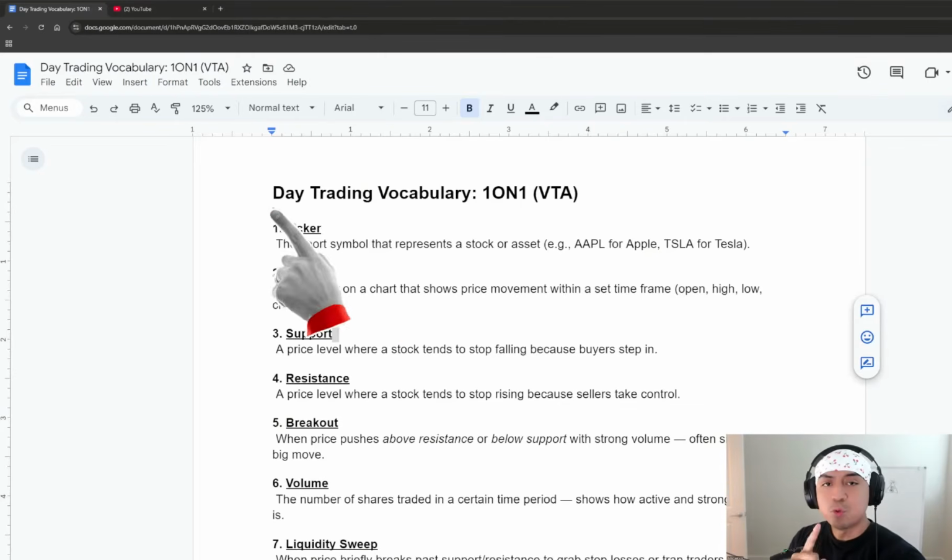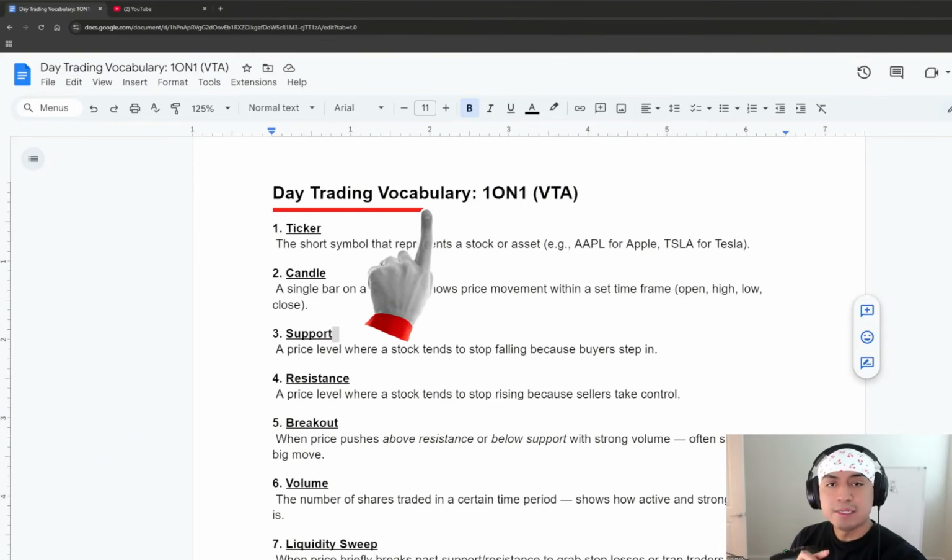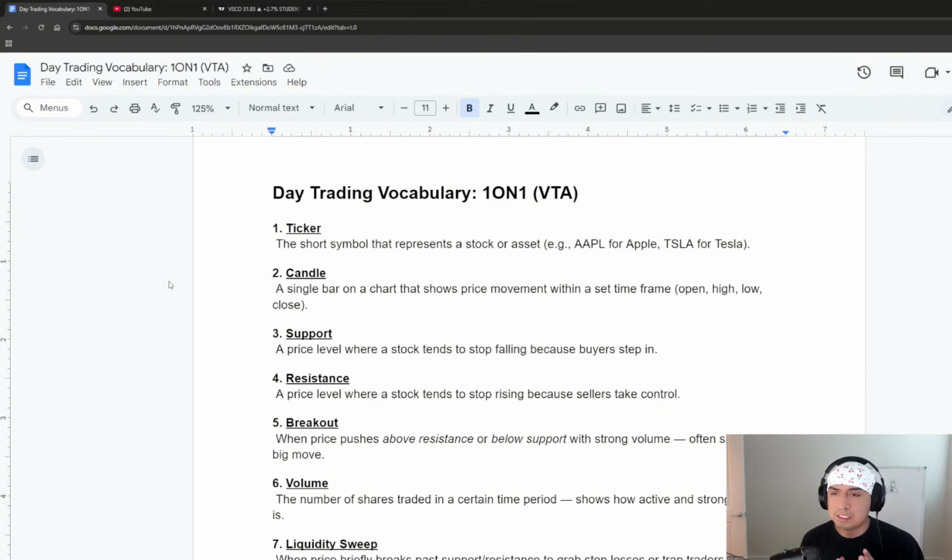This is Day Trading Vocabulary 101. I'm breaking down the most important terms that you need to know before you ever take a trade. Stick with me till the end because I'm covering every single one so you can actually understand what traders mean when they talk charts, setups, and entries. Let's go.